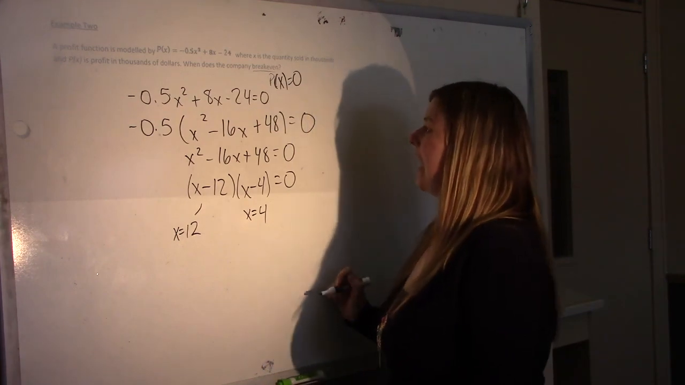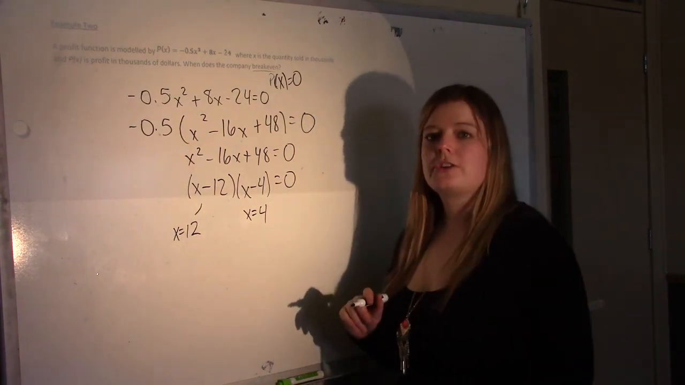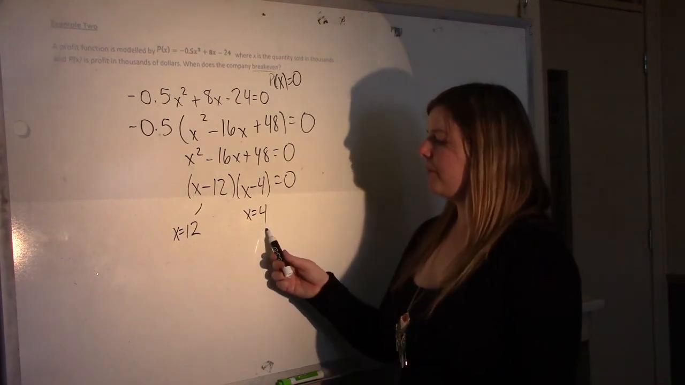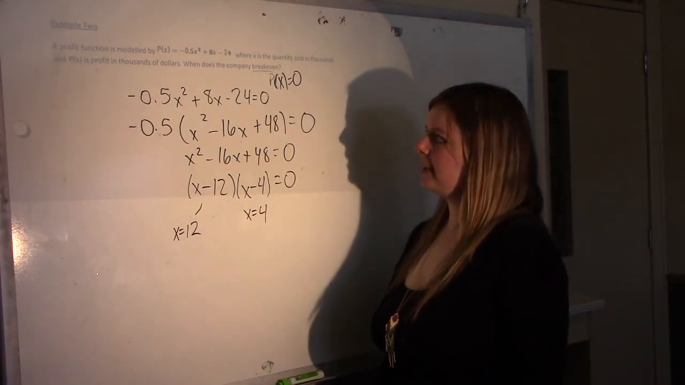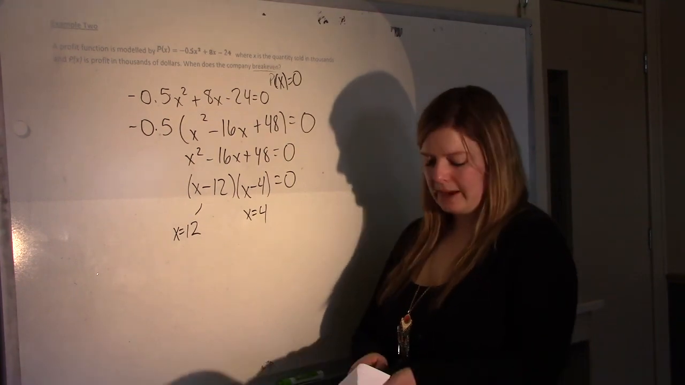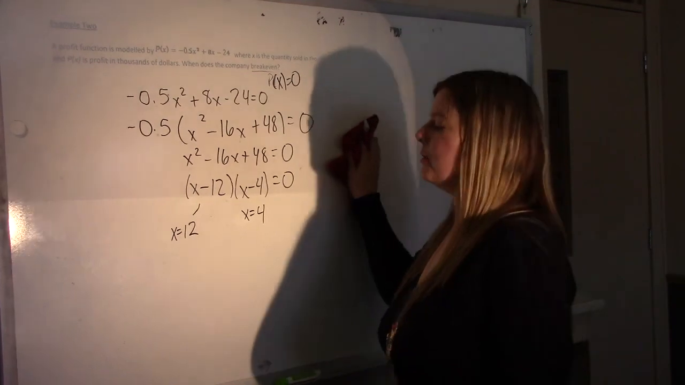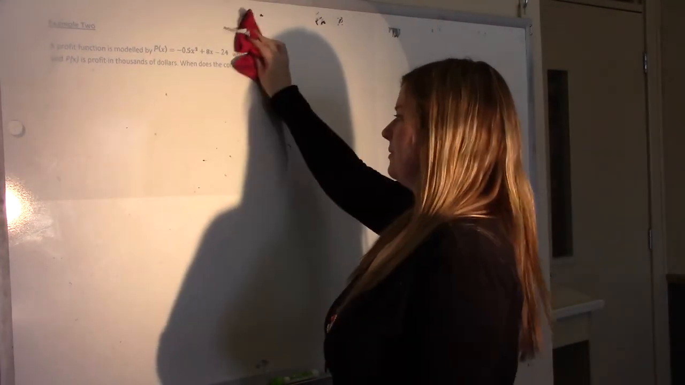So there you have it. And remember, these are in thousands. So your sentence would say, therefore, selling a quantity of 4,000 or 12,000 units results in break even for the company. Okay, you can try quadratic formula. You should get 12 and 4 that way as well.